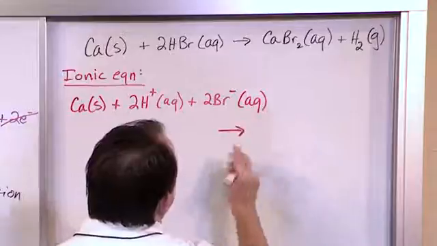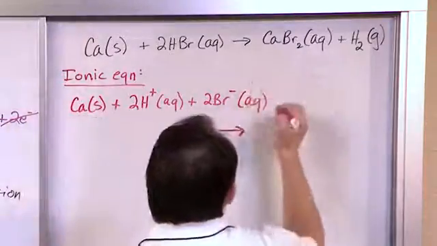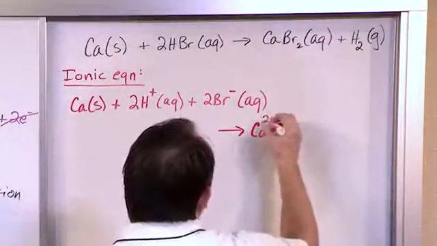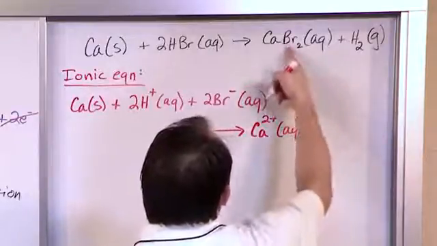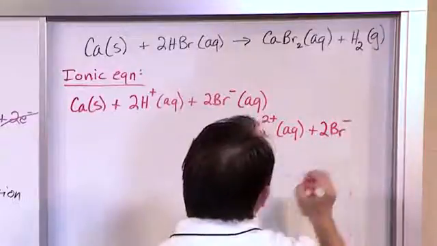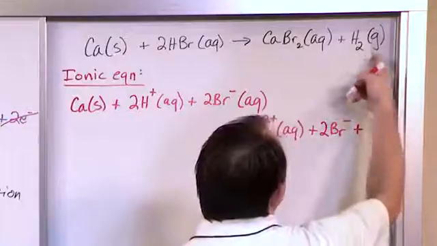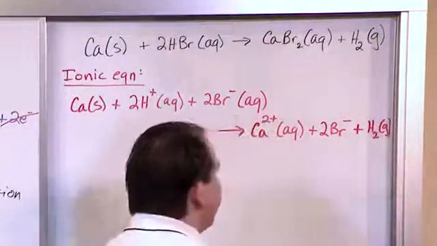On the right-hand side of the equal sign, I have CaBr2. So I have 1 calcium, and the charge on calcium from the periodic table is plus 2, aqueous solution. But here I have Br2. There's 2 bromine, so I need to carry that with a 2. Bromine always wants to be negative. And then I have my H2. This is not an aqueous solution, so it's H2 gas, it just stays the same.